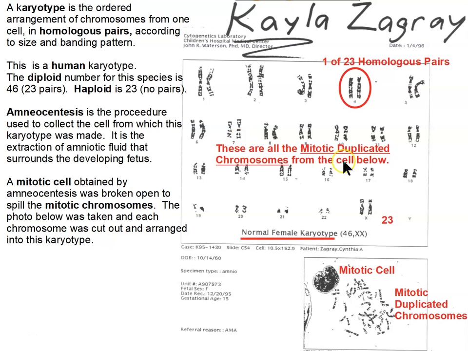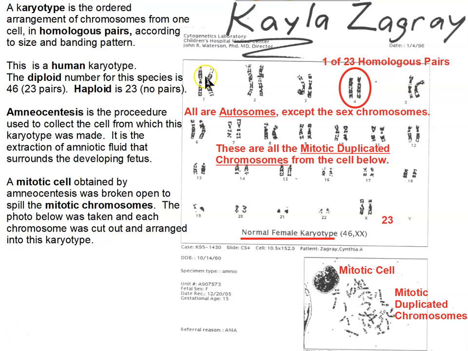And these are all mitotic duplicated chromosomes from the cell below. Like I pointed out, chromosomes 1 through 22 are all known as autosomes. The sex chromosomes are known as sex chromosomes. So all chromosomes that are not sex chromosomes are known as autosomes.